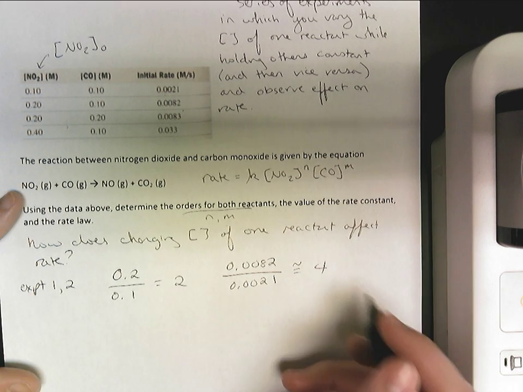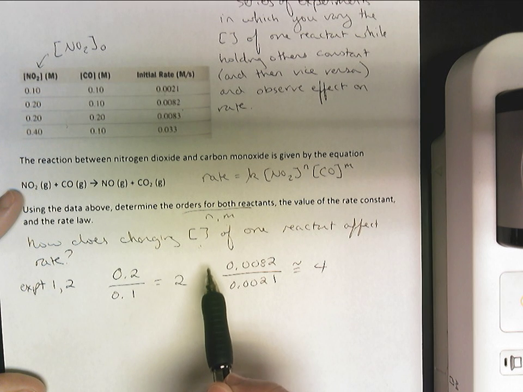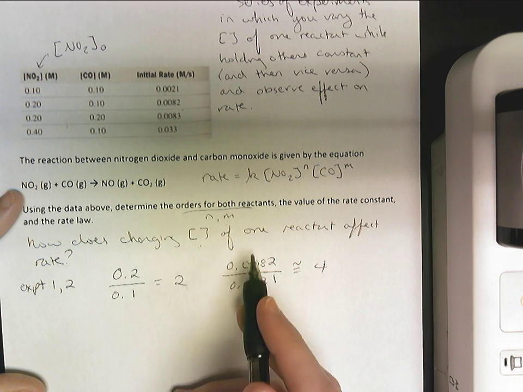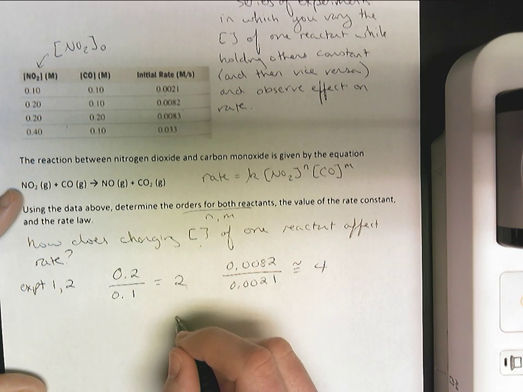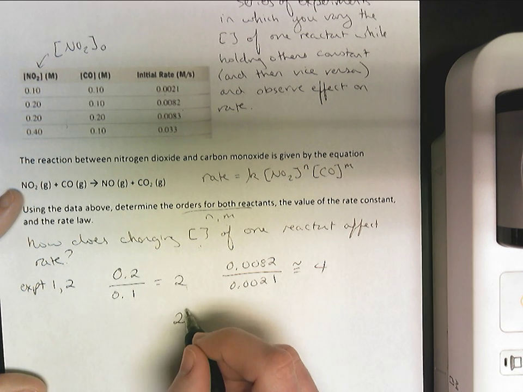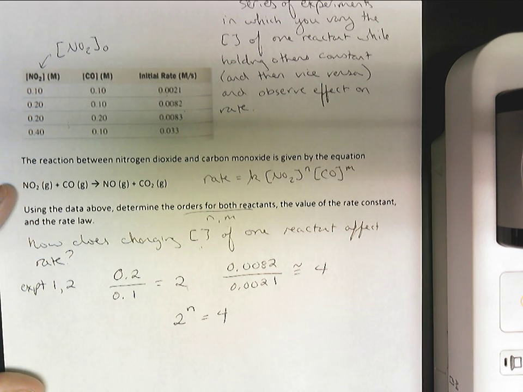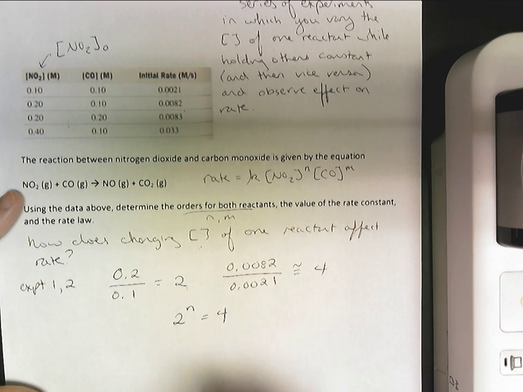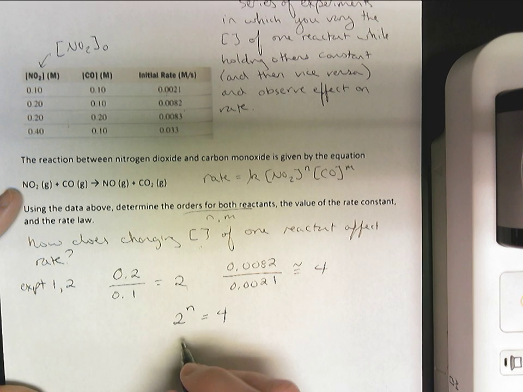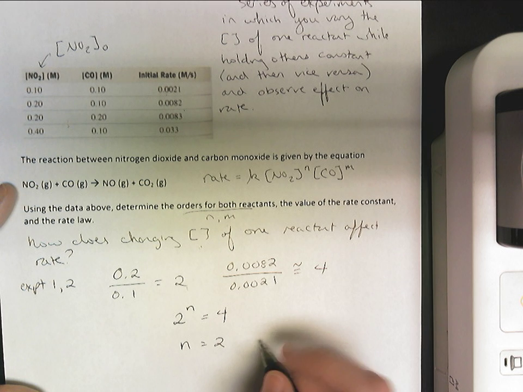Okay, what does that mean? Well, remember, the concentration of the reactant is going to be raised to a power. So really what I'm seeing here is that when I raise this concentration change to some power n, I see a change of 4 in the rate. So solving for n here, we know that n equals 2. That means the order of the reaction with respect to NO2 is 2.